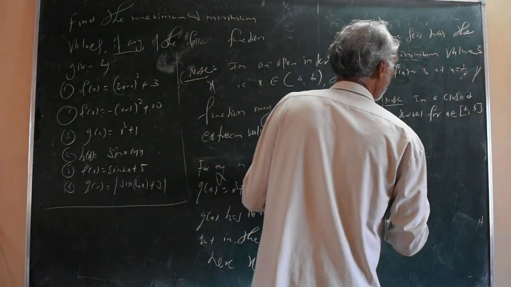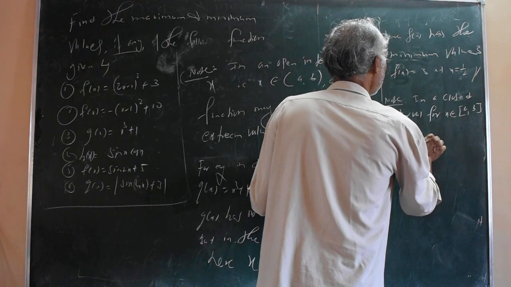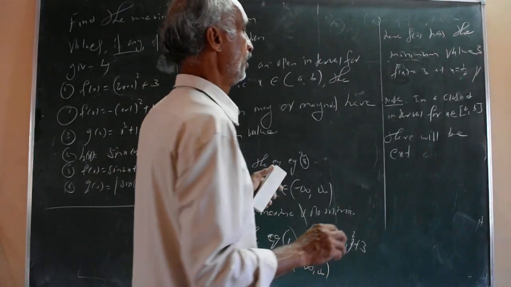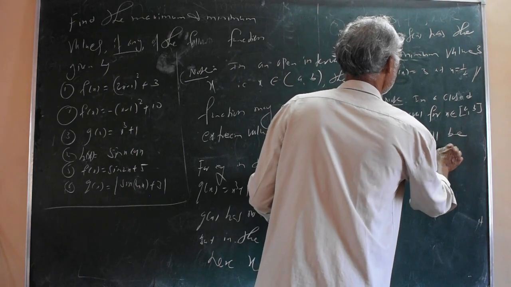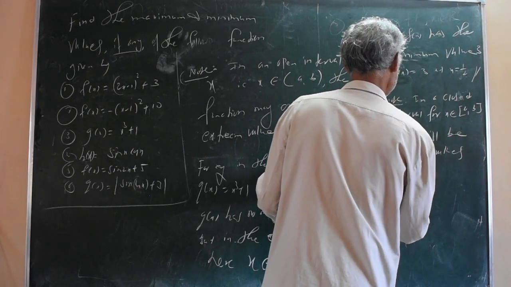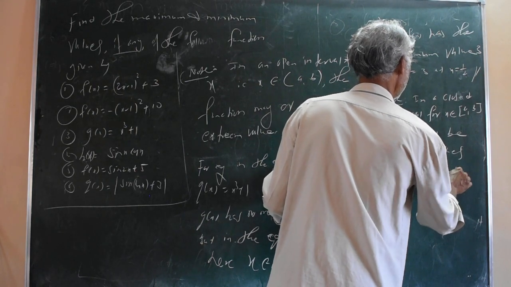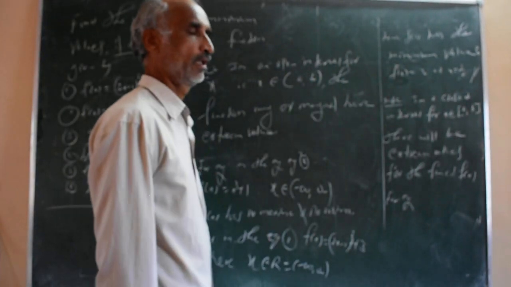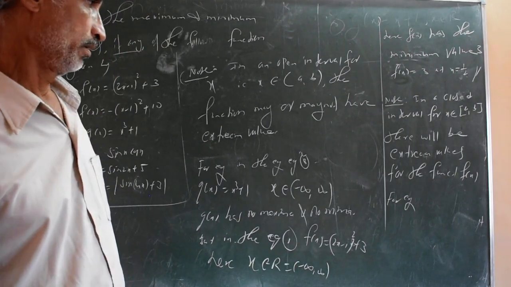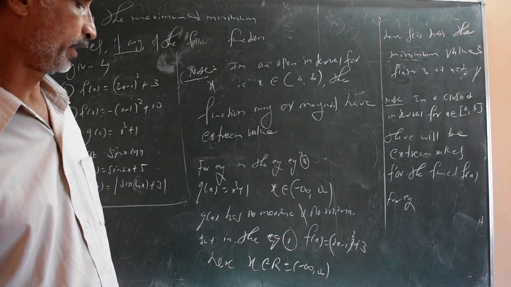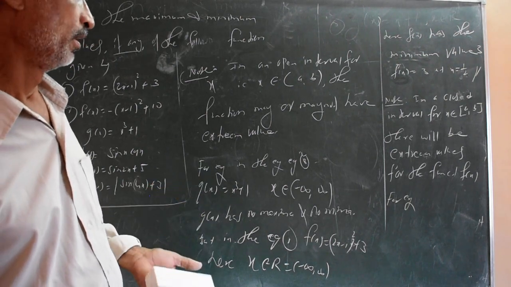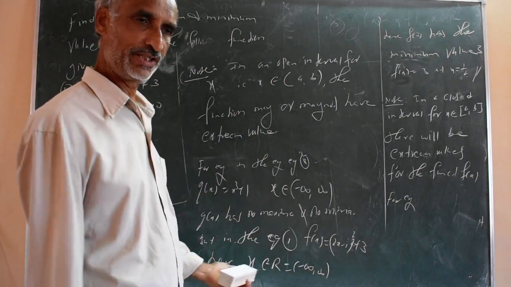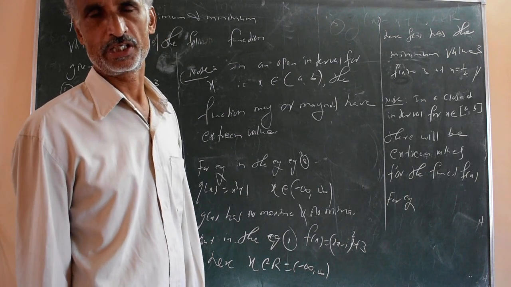In a closed interval for x belongs to a to b, there will be extreme values. Extreme values are the maximum value and the minimum value for the function f of x. For further theory clarification, just read the textbook of this topic from the CET and NEET examination point of view. First derivative test and second derivative test are enough.